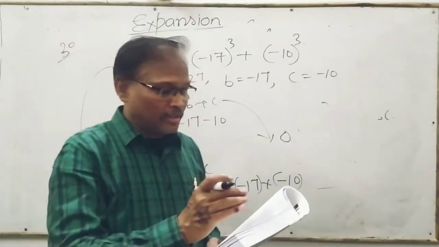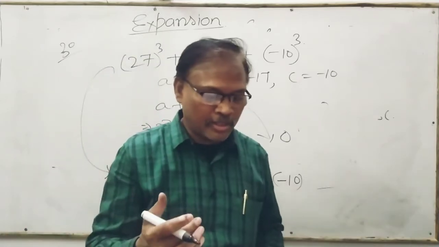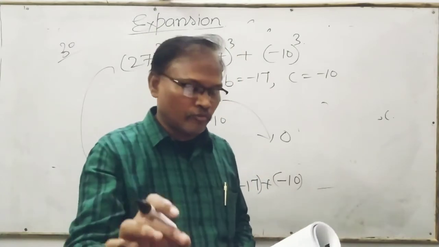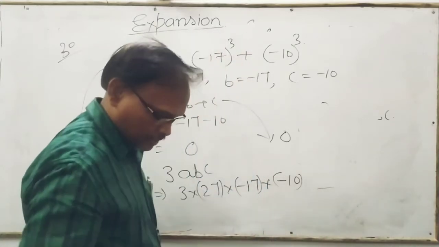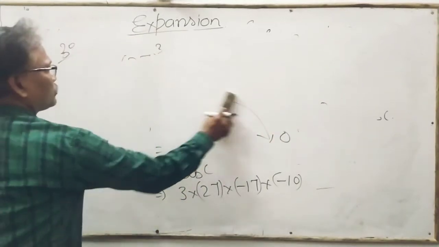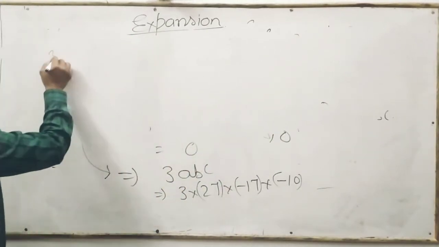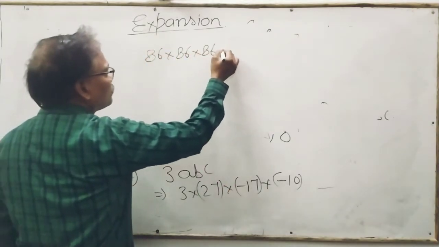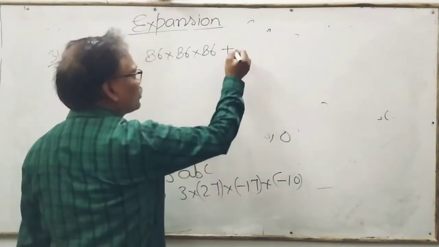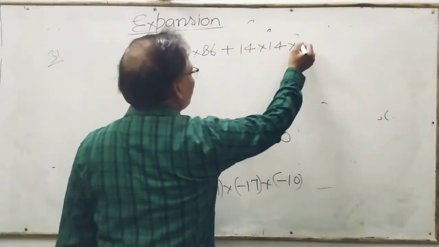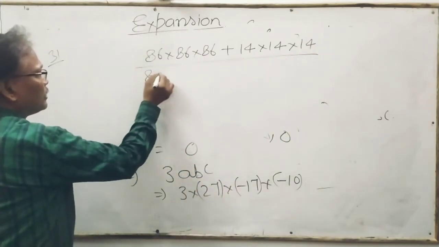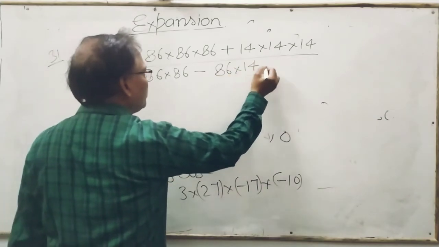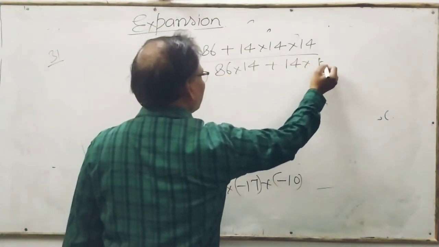So by this way, and the last one, 31, also the same type of identity, that is a cube plus b cube. Like this one, I am telling you how to solve this one. The last one, 86 cube plus 14 cube divided by 86 into 86 minus 86 into 14 plus 14 into 14.